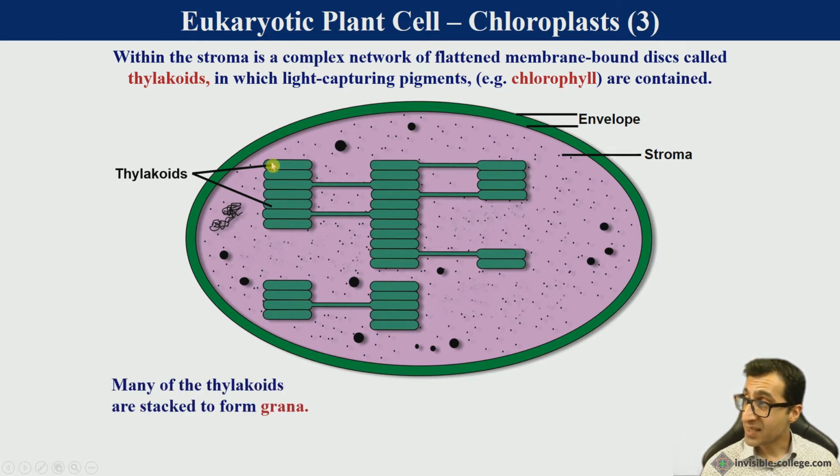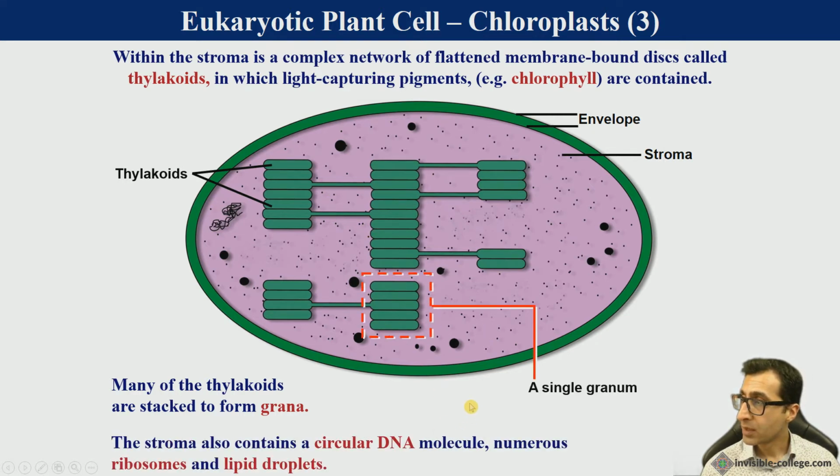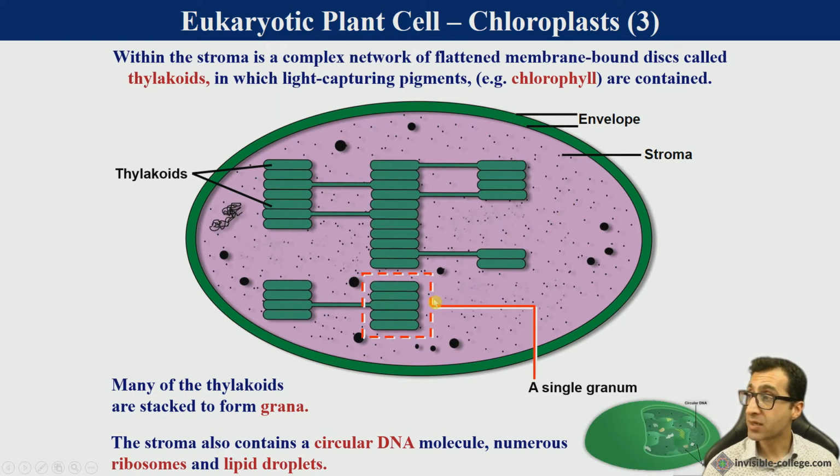Now, these are stacked in these arrangements called grana. The singular is granum, so this would be one granum here, this would be another granum here, and between these you have these thin extensions called lamellae. So this would be a single granum. Now, as we said before, chloroplasts are similar to mitochondria in the sense that they also contain these circular loops of DNA, which allow these organelles to replicate themselves independently of the cells that you find them in. They also contain their own ribosomes. You also find lipid droplets inside the stroma of the chloroplast as well.